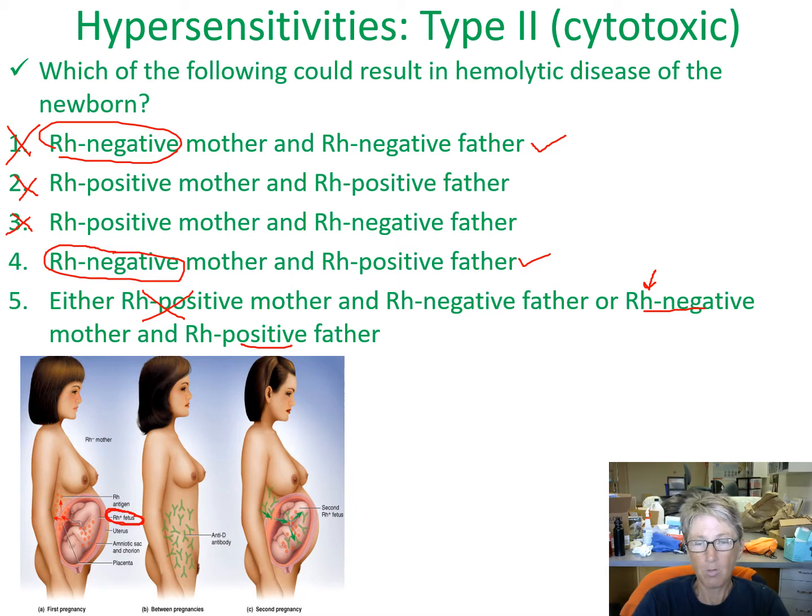We already crossed this one out. This one says Rh negative mother and an Rh positive father. So now you could say it could be 4 or 5, but it can't be 5 because when you put an or in there, you're saying both could be true. So the answer is 4. I hope that explained how to answer a question like that.